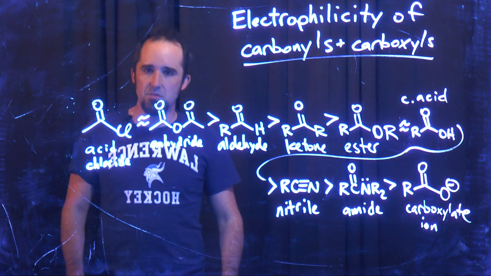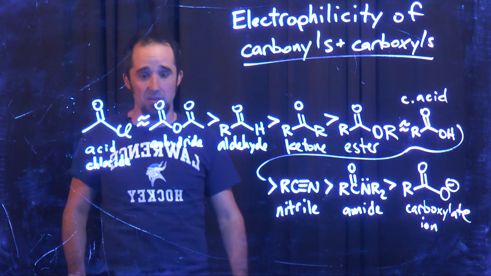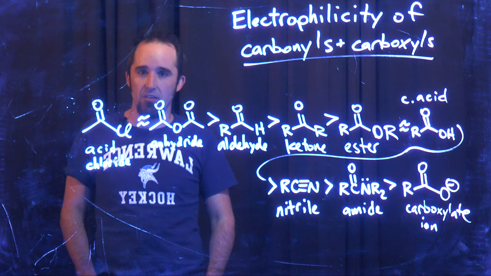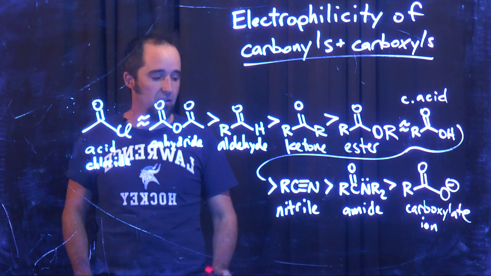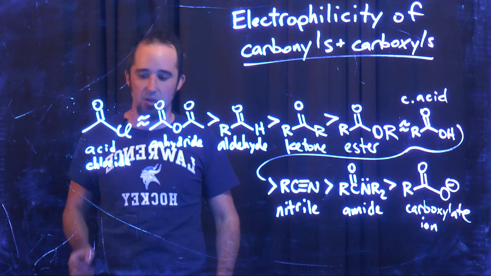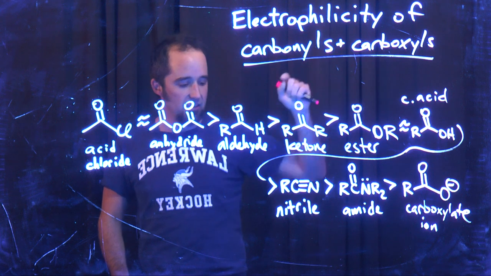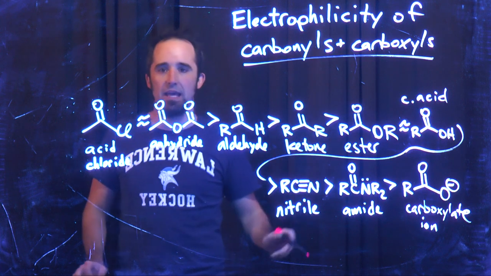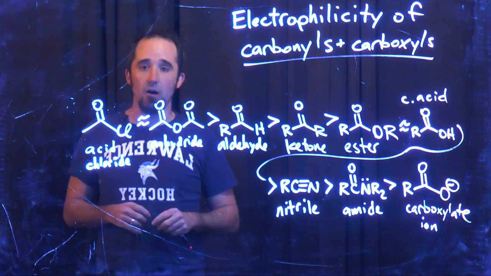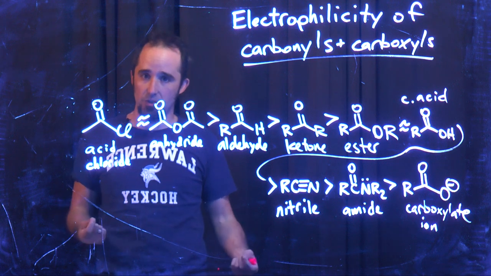So I mentioned some differences in reactivity among these carbonyl compounds. So let me lay it all out. These are all the functional groups that we've learned about that have a carbon-oxygen double bond, or if nitrile, are like something with a carbon-oxygen double bond. So acyl chlorides and anhydrides, aldehydes, ketones, esters, carboxylic acids, nitriles, amides, and carboxylate ions. This is the order in which they are electrophilic, which is to say how reactive they are with nucleophiles.